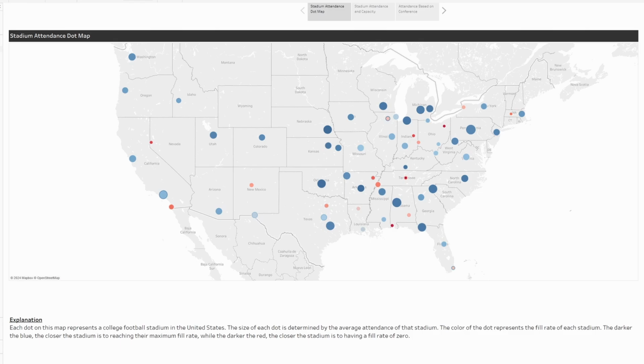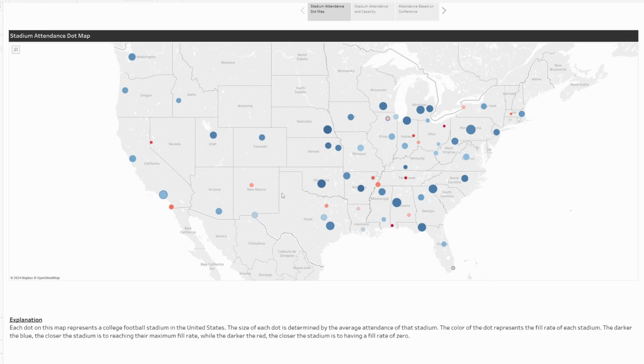So if we take a look at this map here, you can see that, for example, the University of Alabama's stadium in Tuscaloosa has an average attendance of 96,677 people, and they typically fill up 99.44% of their stadium. However, if we compare that to Kent, Ohio, where the Kent Golden Flashes are, you can see that their average attendance is only 8,410, and their average stadium fill rate is only 27.56%.